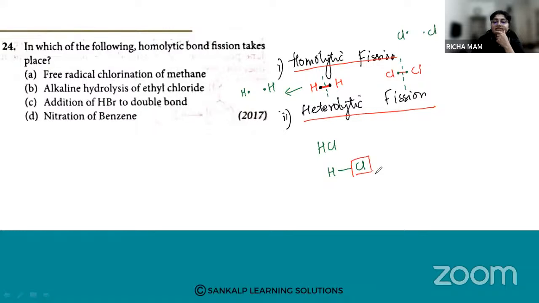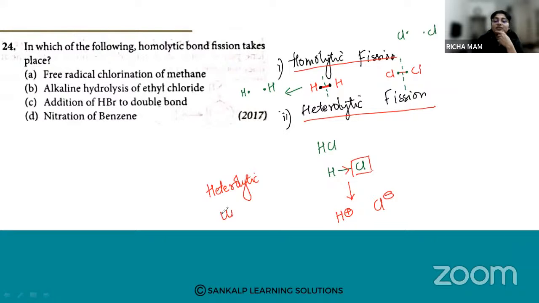So chlorine has the tendency to attract the electron pair towards itself. As a result, what will happen? When this bond is broken, chlorine will take its pair of electrons with it, and hydrogen will be left with no electron. So this undergoes a heterolytic fission, or heterolytic cleavage.